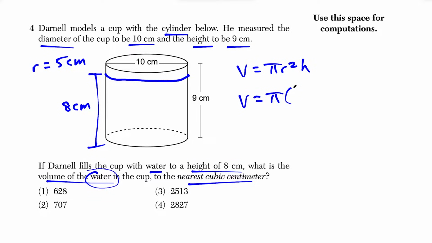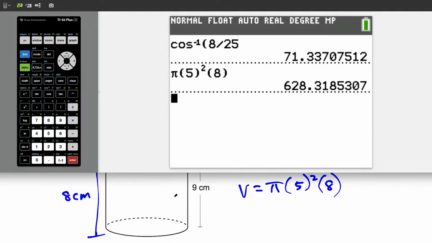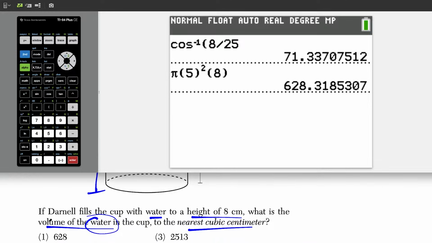So we have pi times the radius is going to be 5, and that's being squared. And the height that we're going to use is going to be 8 centimeters. So I'm going to plug in 8 here. So now we evaluate this. We have pi, that's second, and this up arrow here. And then we type in 5 squared, and we're multiplying that by 8. Okay, so to the nearest whole number here, we're going to have 628, which matches up with choice 1.